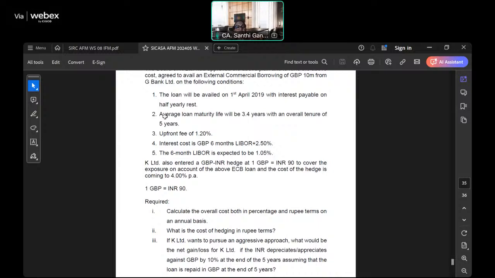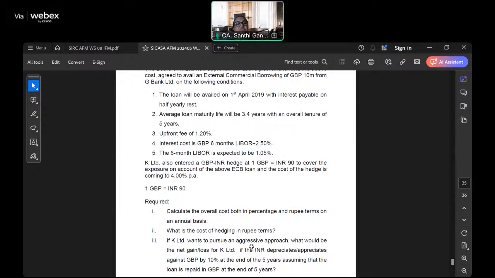External commercial borrowing on 1,490. How much have you taken? What does the problem say? How much are they taking? They are taking 10 million. So we take 10 million.